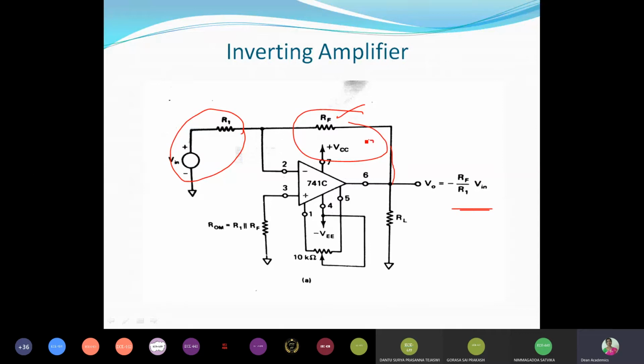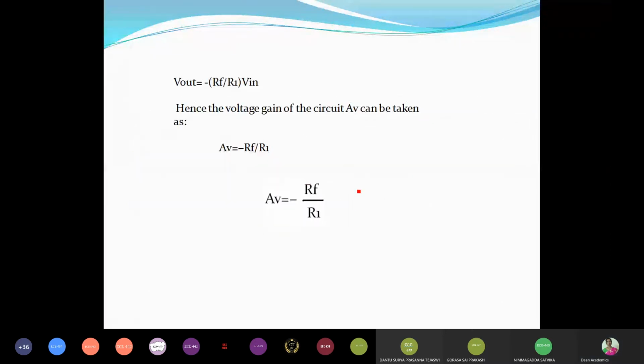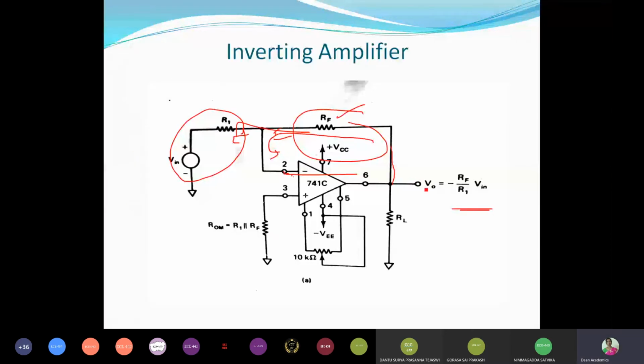Actually, the output is fed back to the input. So this is I. What happens is that at the input terminal, pin 3 is grounded, and therefore this terminal is also like ground. Therefore, the current we are getting from here will travel through this I only. That means the current through RF will be the same here. So we can write this as Vout by RF.